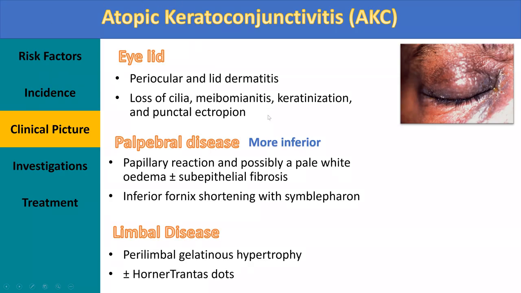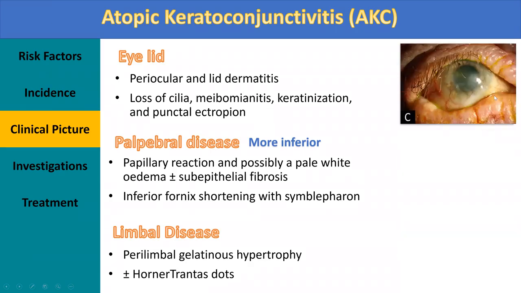So it will cause loss of cilia. You see here, this patient has loss of cilia. There are no eyelashes. There is meibomitis, keratinization, and punctal ectropion. So this is a very severe disease that will affect the eyelids. And this will give you a clue that those patients may even need more aggressive treatment than those patients with vernal keratoconjunctivitis. Remember that I told you about the scale of treatment; we are going to get to that later.